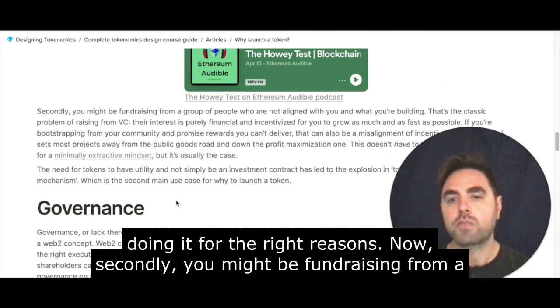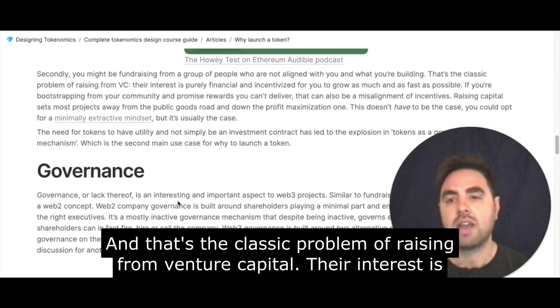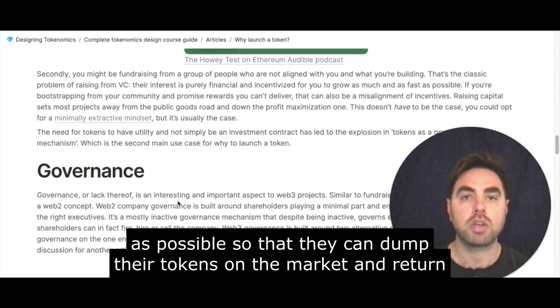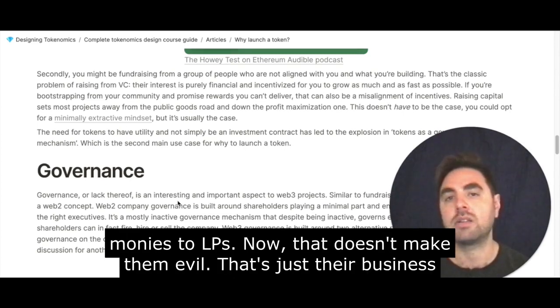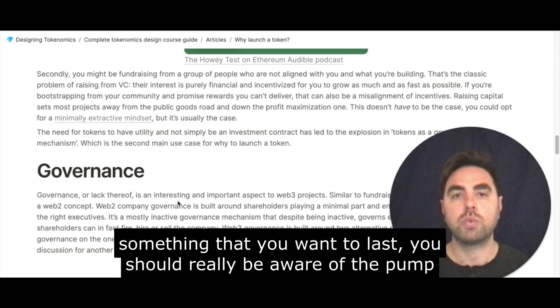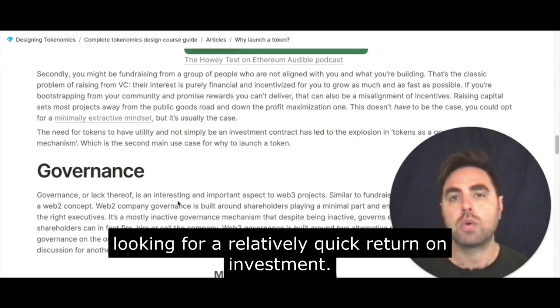Now, secondly, you might be fundraising from a group of people who are not aligned with you and what you are building. And that's the classic problem of raising from venture capital. Their interest is purely financial and incentivized for you to grow as much and as fast as possible so that they can dump their tokens on the market and return monies to LPs. Now, that doesn't make them evil. That's just their business model. And so if you are building a long-term project, or if you're building something that you want to last, you should really be aware of the pump and dump mindset that happens when you take outside investor capital that's looking for a relatively quick return on investment.